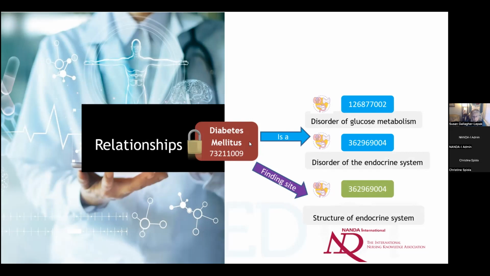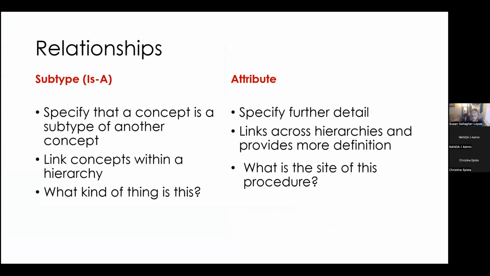Here in our diabetes mellitus example, it's just an example to introduce the concept. And here we have the finding site. Remember how I talked about the body structure being so big? So diabetes mellitus has an associated body structure of the endocrine system. But I'm going to give you some more examples to help you get your arms around that concept.